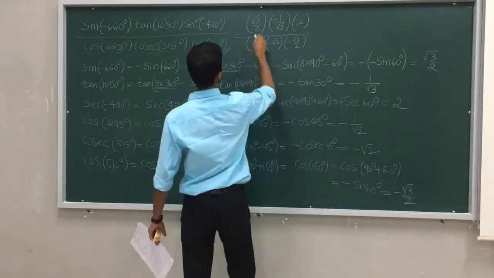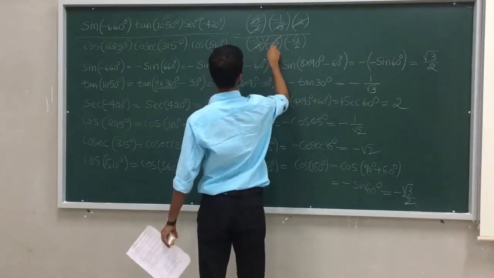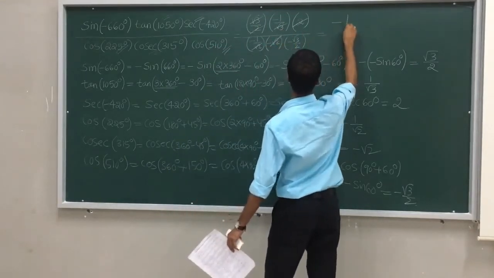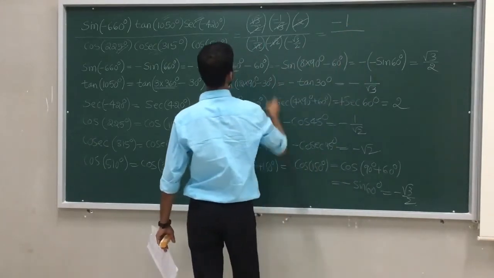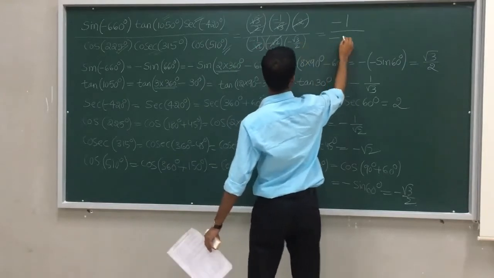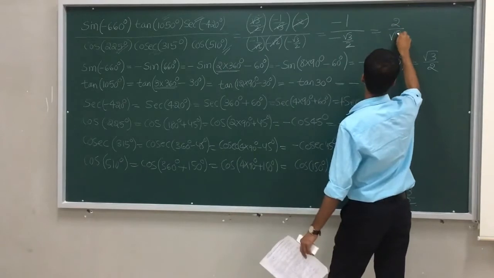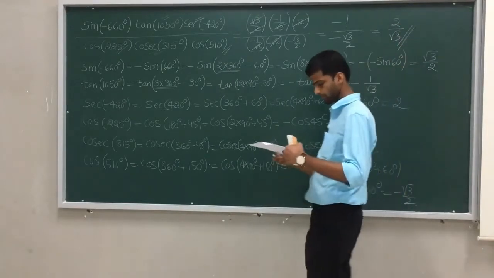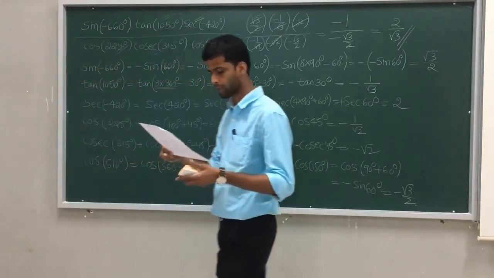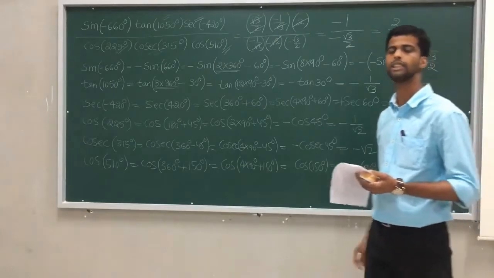So when you cancel, root 3 gets cancelled, 2 gets cancelled, here root 2 gets cancelled, and you end up with numerator minus 1 divided by denominator minus minus plus into minus. You end up with root 3 by 2, minus becomes plus, so the answer is 2 by root 3. Let me check if the answer you have, 2 by root 3, is in option number 2. Therefore, option number 2 is the right answer for this particular question.